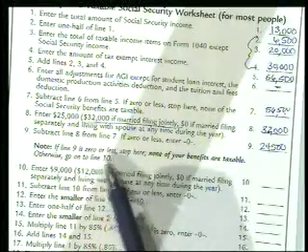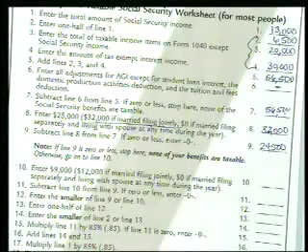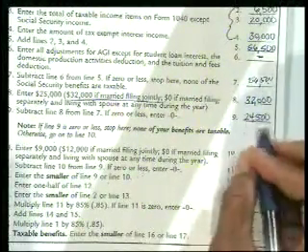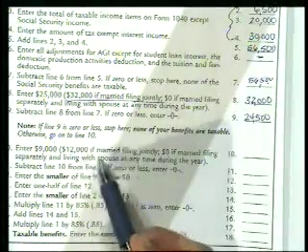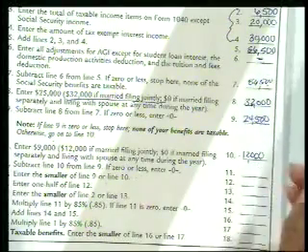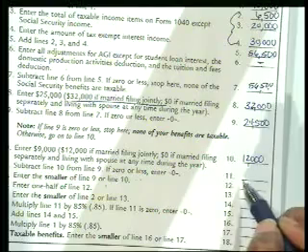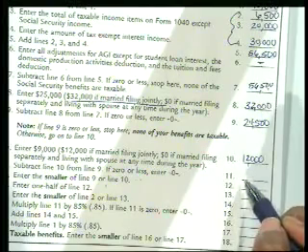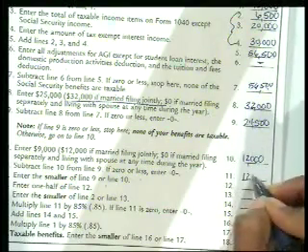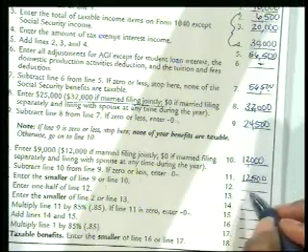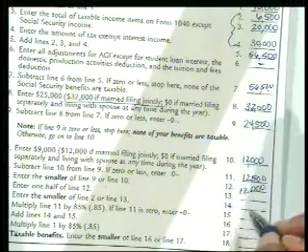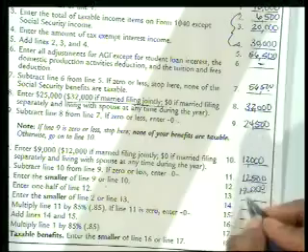It says if line 9 is 0 or less, stop here, none of our benefits are taxable. We still have a number, so some of our benefits are going to be taxable. Line 10, enter $9,000 or $12,000 for married filing jointly, and that's us, $12,000. Line 11, subtract line 10 from line 9. So $24,500 minus $12,000 gets me $12,500. Line 12, enter the smaller of line 9 or 10, so $12,000 is smaller. Line 13, enter 1/2 of line 12, which is $6,000.